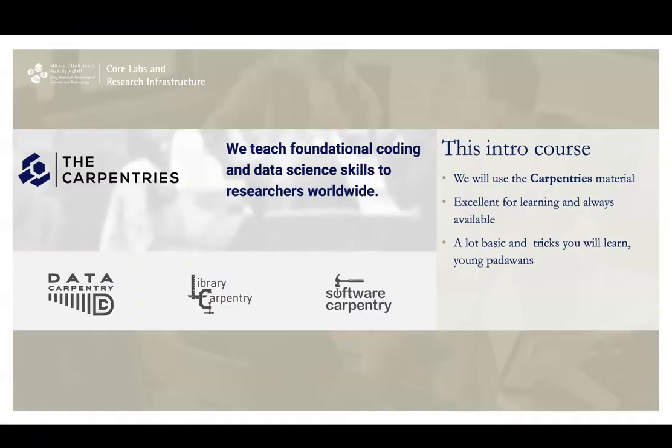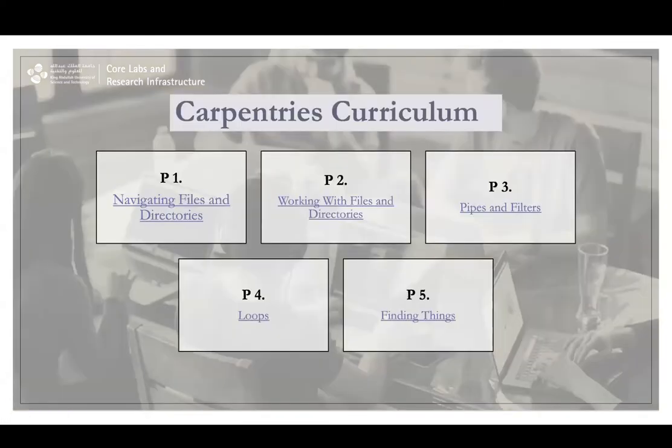In this course, we're going to use the teaching material from the Carpentries. The Carpentries are a nonprofit organization that teaches core skills for different topics like data science. They have different tracks like Data Carpentry, Library Carpentry, and Software Carpentry. The Carpentries curriculum is in 5 parts. We will try to cover them all, starting with navigating files and directories, and then all the way to loops, probably.